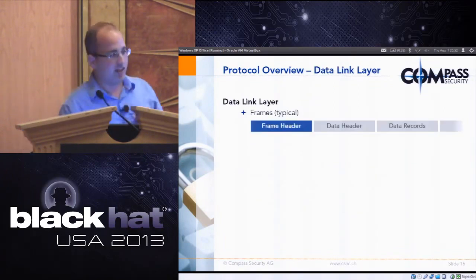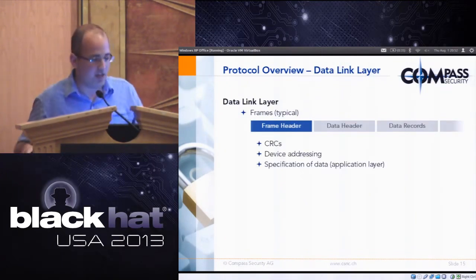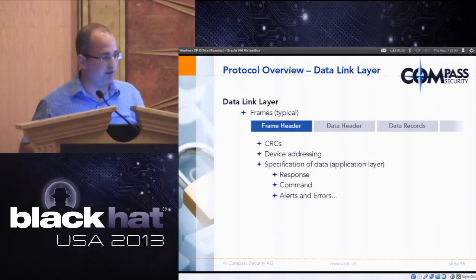And if we have a look at the link layer, there's a frame header, which actually has some cyclic redundancy checks, so receivers can figure out whether some packets got manipulated. The frame header also takes care of the device addressing. So if I send a packet, then the receiver needs to know who actually sent that packet. And it also specifies the rest of the protocol, so all the gray boxes. So I could, for example, send responses to requests. I could send commands, alerts and errors.